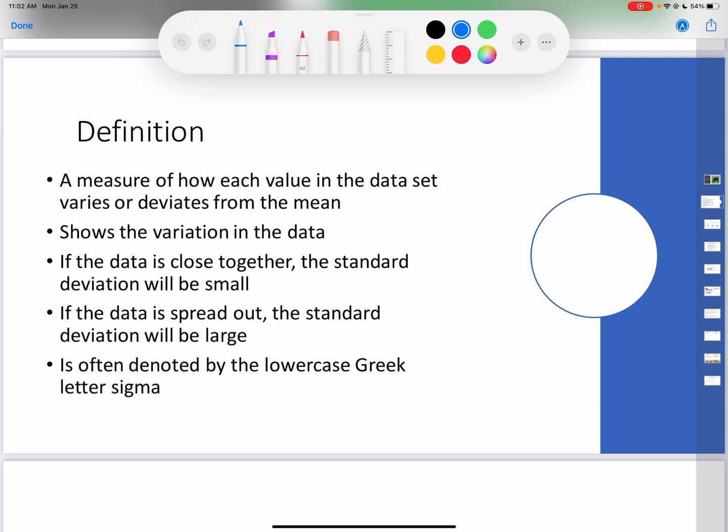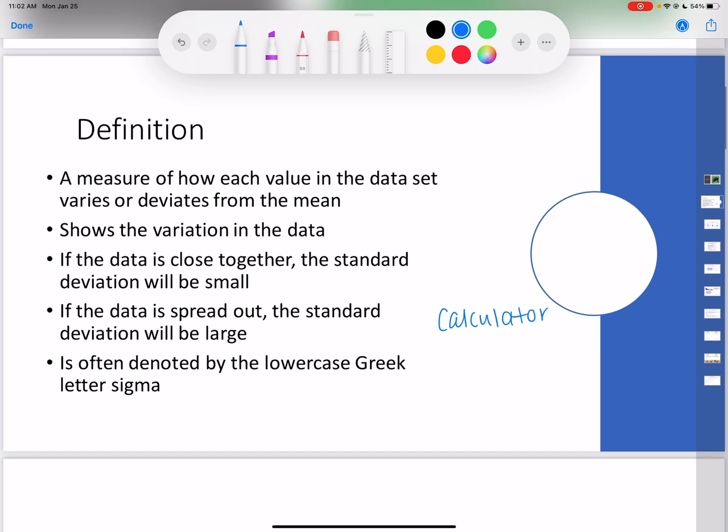It's often denoted by a lowercase Greek letter sigma, but let's just talk about what you're going to see in your calculator when we eventually get to that. So in the calculator, there are two different types of standard deviation that we can calculate. There's a standard deviation for the population, and it has a sigma. So typically we use that sigma for my standard deviation. But you also have Sx, and both of those values are calculations of a standard deviation.